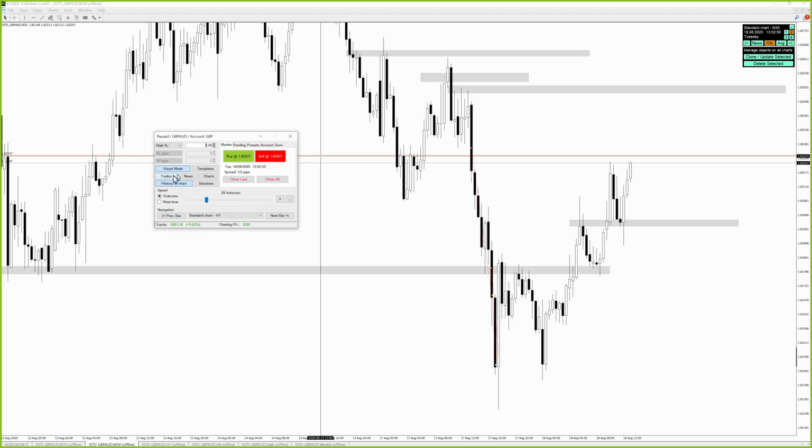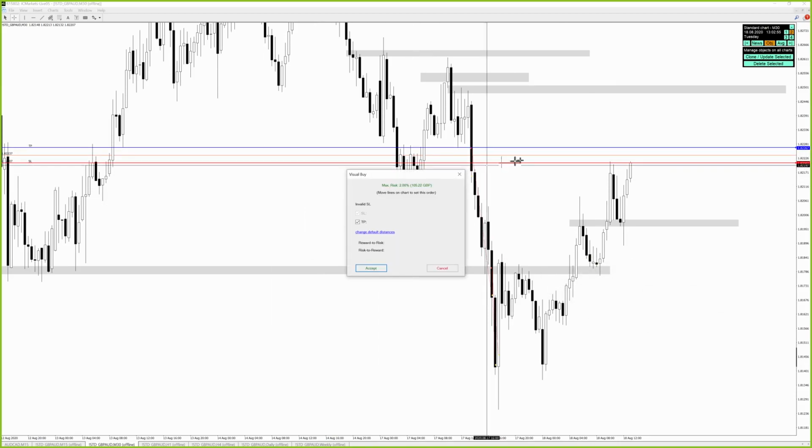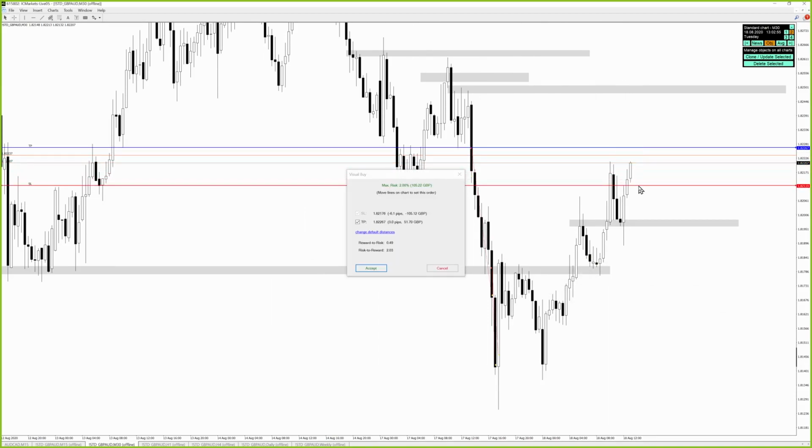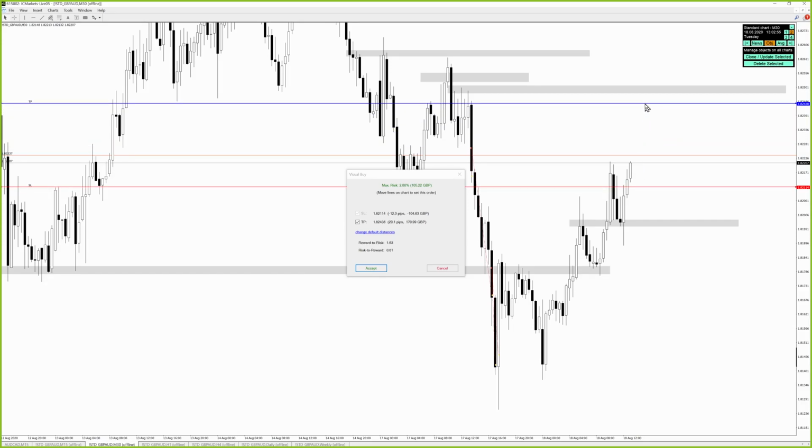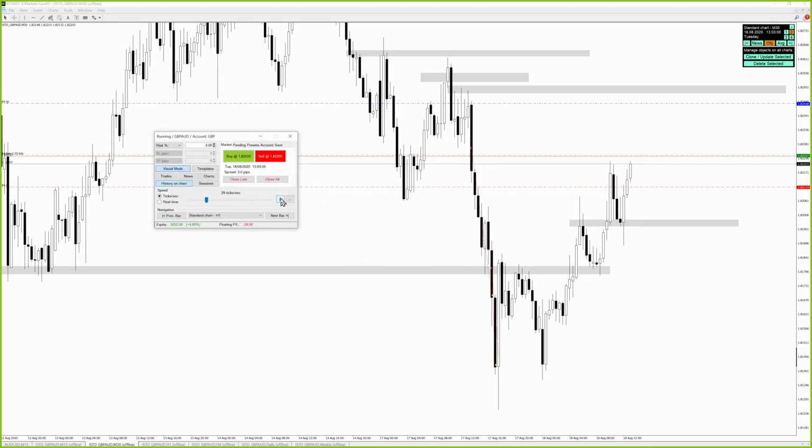So let's do this. We're going to go to visual mode. We're going to take a buy. The stop is going to be below this 30-minute candle. And what we're going to do is manage the risk based on the 15-minute time frame here. That's what we're going to do. We're going to manage the risk on the 15-minute time frame. So let's see if we do continue up or not. All right. Very nice, very nice. If we do get stopped out, we get stopped out. There's nothing we can do at that point.